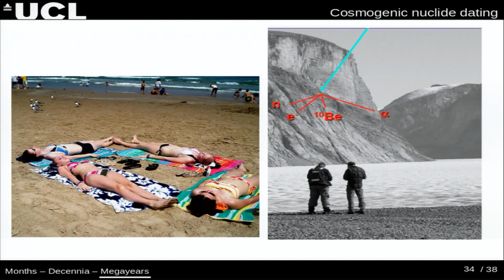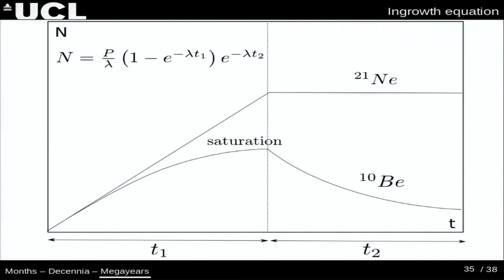If we measure the concentration of beryllium-10 in atoms of beryllium-10 per gram of rock, and we know the production rate in atoms per gram per year, then we can measure how long the rock has been exposed to cosmic radiation. It's similar to estimating how long a person has been exposed to sunlight by measuring their skin tan, or in my case, the redness of my skin when I'm exposed to sunlight. That's why I had that picture there.